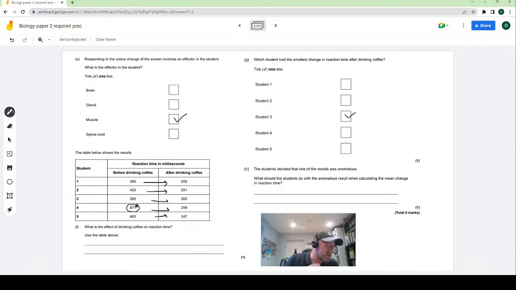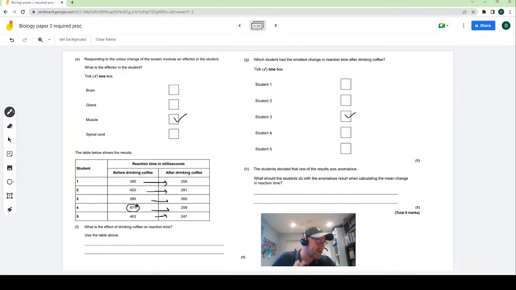What should you do when you find an anomalous result? What should the students do? It actually, by the way, guys, it doesn't ask you for the anomalous result. That's not what it's asking you. So you won't get this wrong in this one. They're not actually asking you. They're saying, what should the students do with the anomalous result?